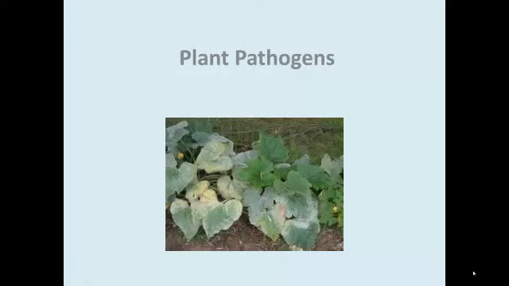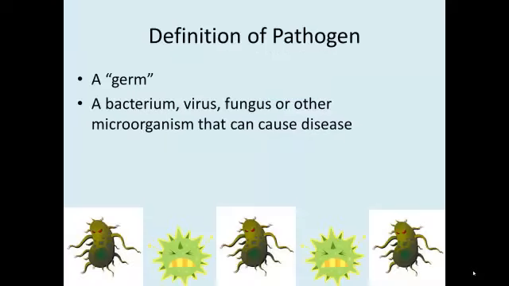Plant pathogens. The definition of a pathogen is basically what we would call a germ. Wash your hands, you might have germs on them. These include quite a few different kinds of microorganisms like bacteria, fungi, viruses.